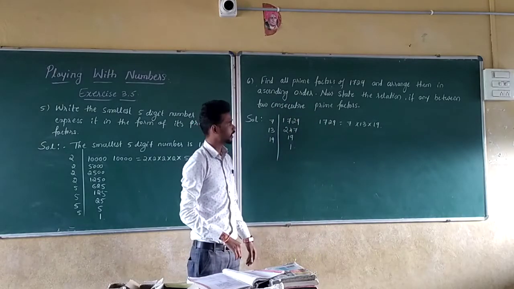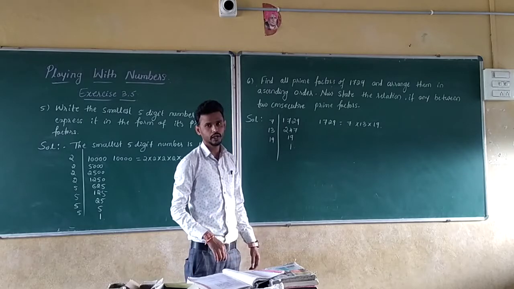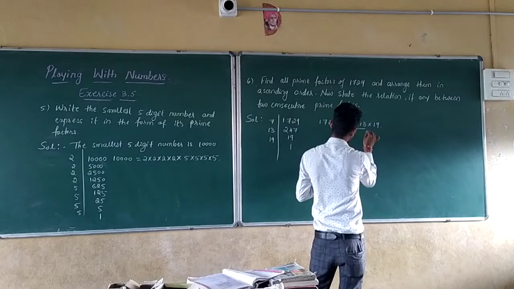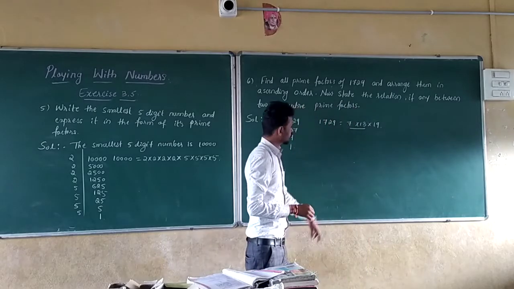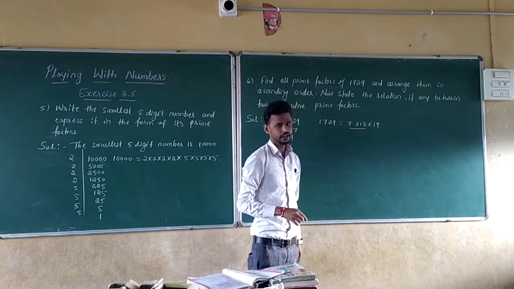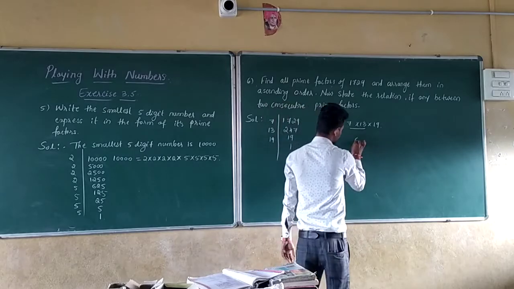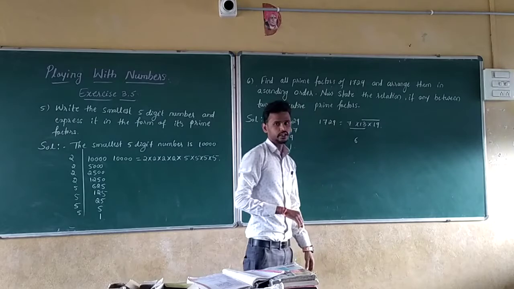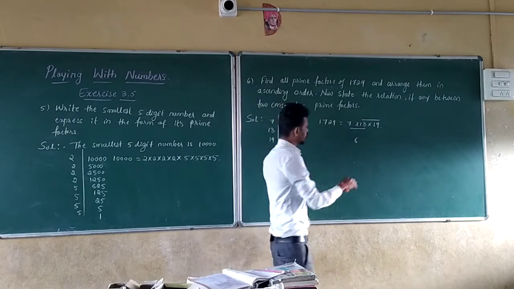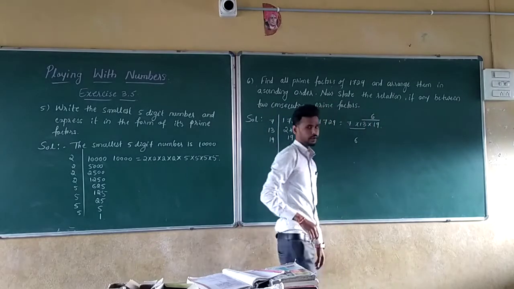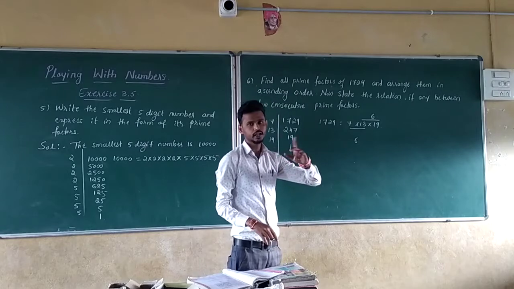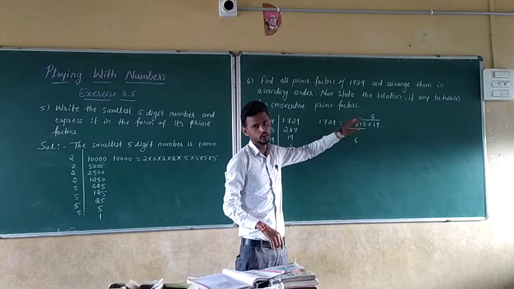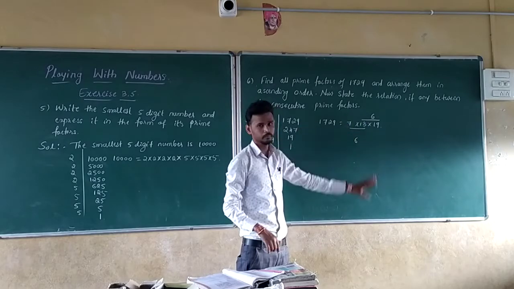Now see, is there any relationship between two consecutive prime numbers? Let us see these two first, 7 and 13. What is the difference between 7 and 13? 13 minus 7 you will get 6. And next see 13 and 19. What is the difference between 19 and 13? You will get that also 6. Means the difference between two consecutive numbers is 6. So that is the relationship between two consecutive prime factors.